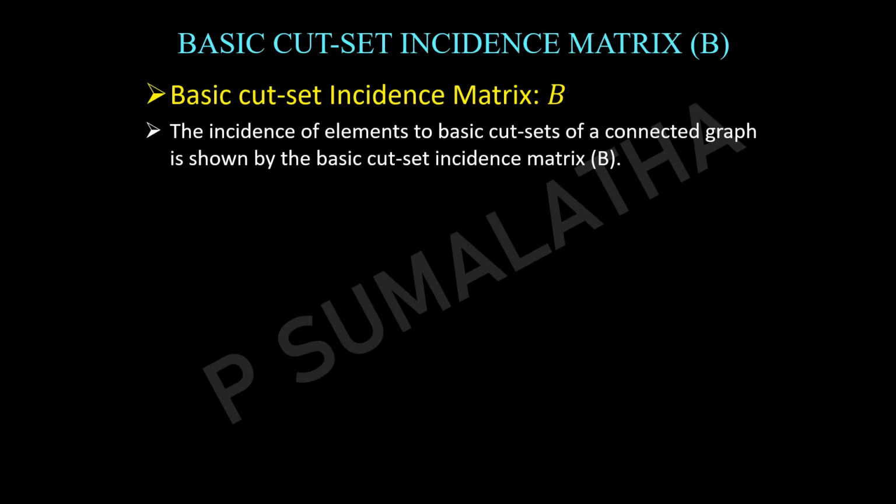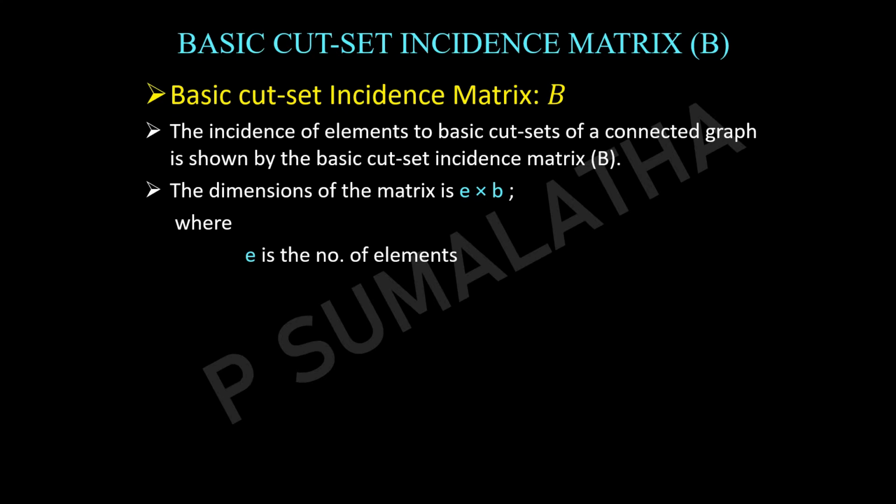Hello everyone. In this session we will see the basic cutset incidence matrix. It is denoted by capital B. It states that the incidence of elements to basic cutsets of a connected graph is shown by the basic cutset incidence matrix. The dimension of this matrix is represented by E cross B, where E stands for the number of elements, that is transmission lines, and B represents the number of basic cutsets that we are going to form for the given graph.